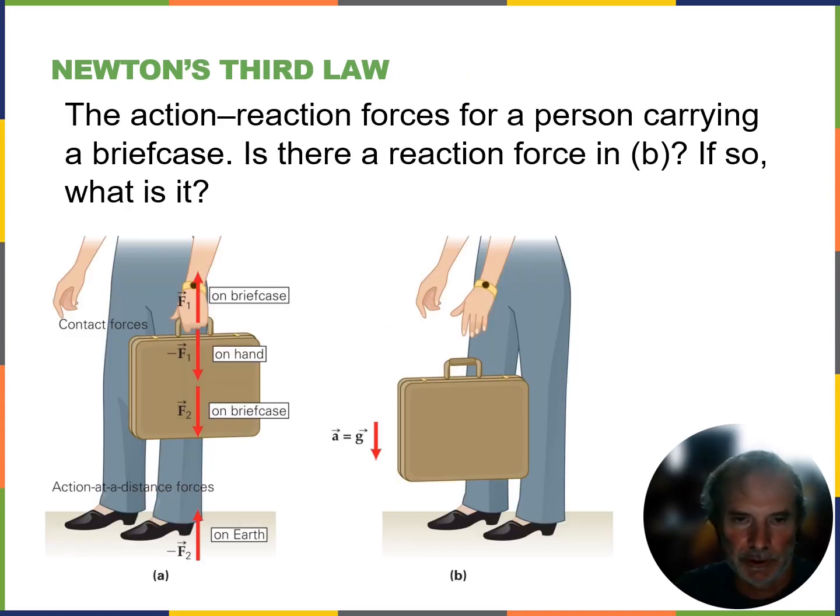Here we're coming up to just wrap up our discussion of Newton's third law. Consider this briefcase this person's holding. So this one's showing all the action-reaction force pairs. Here the hand holds up the briefcase, F1. The reaction force is the force on the hand by the briefcase, minus F1, down. Here there's one object, the hand, and another object, the briefcase. So you have two objects involved in the action-reaction force pair.